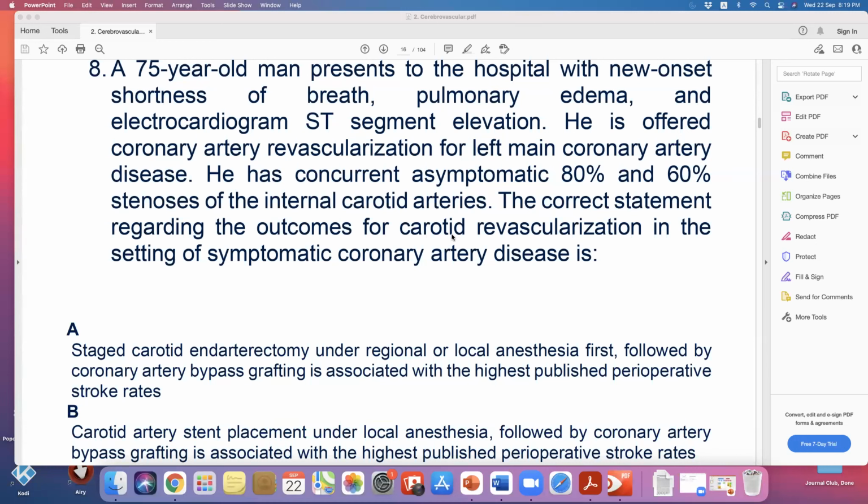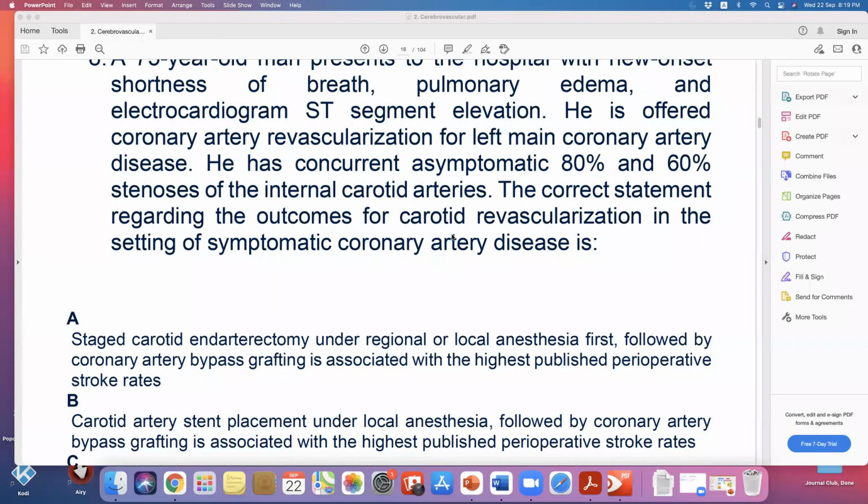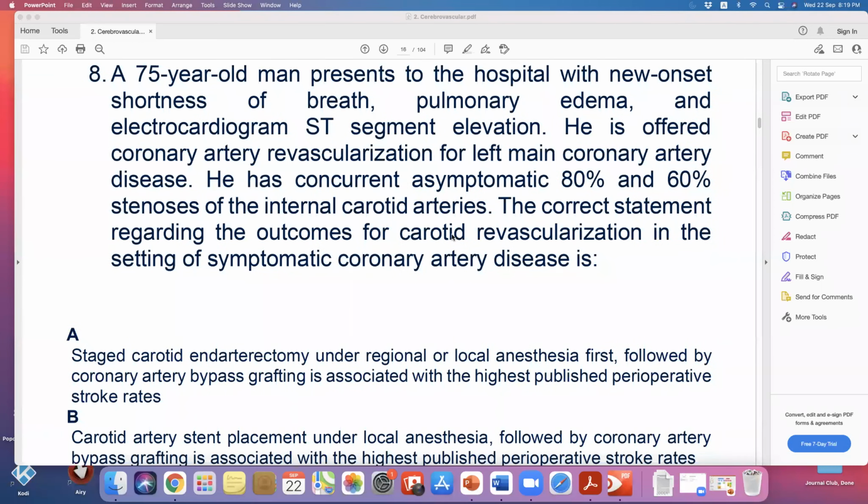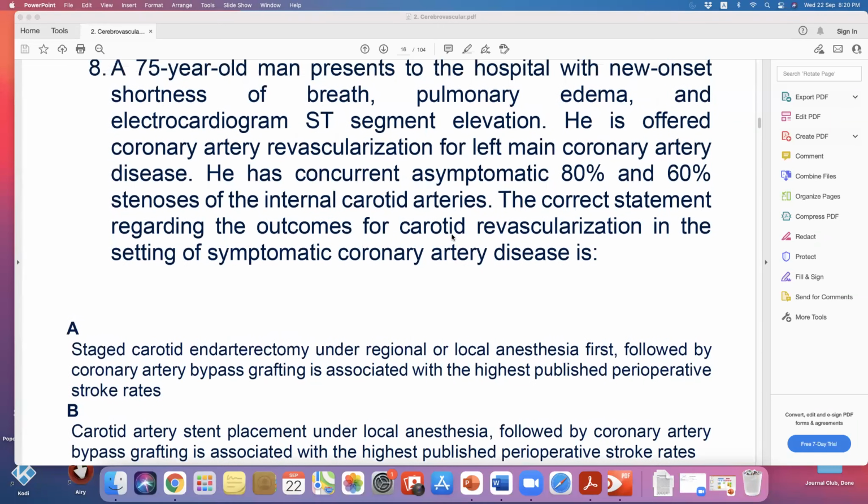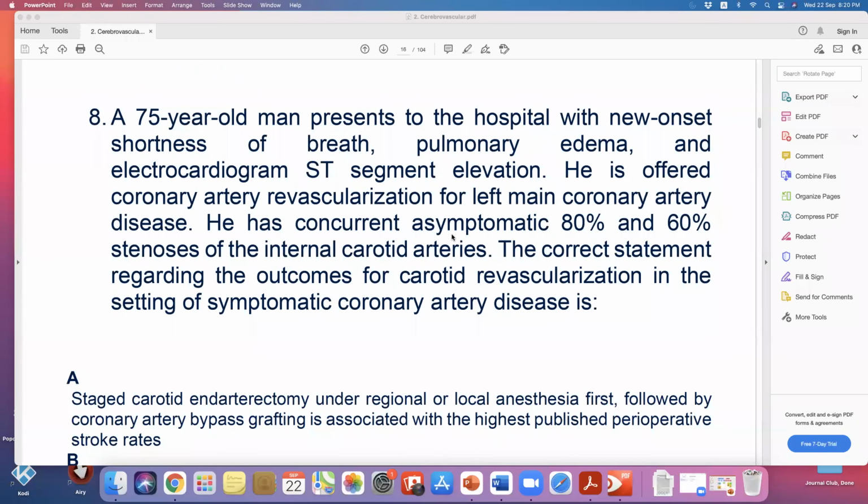I think putting a stent in a patient like this, if he has bradycardia or anything like this, you will go into problems with this patient. To do the carotid before the left main, I think it is risky. So if it is asymptomatic, 80% on one side and 60 on the other, and left main, I think we can bypass the carotid stenosis, leave it to another session, and focus our interest on the left main.